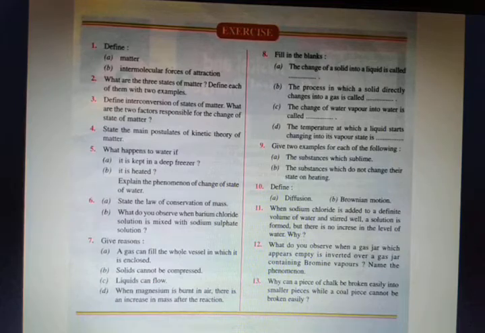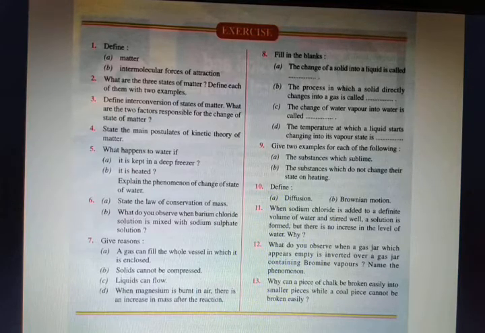Okay. Of course, once again, example must. You may write solid water, ice, reversible arrow to liquid water, reversible arrow to gaseous water. That's an example of interconversion of states of matter. What are the two factors responsible for the change of state of matter? Two factors: temperature and pressure.